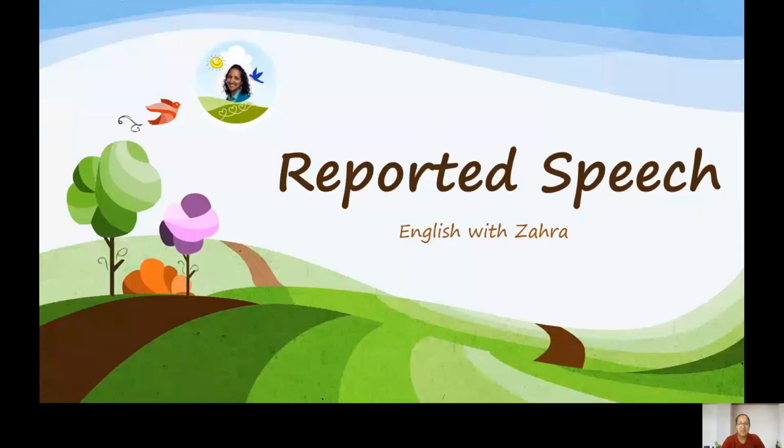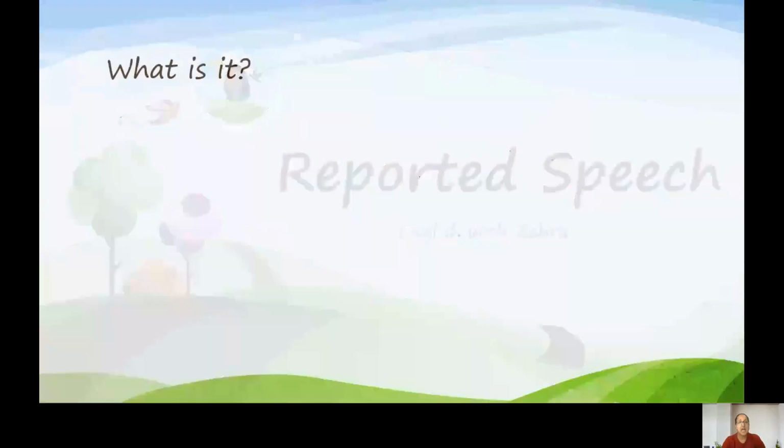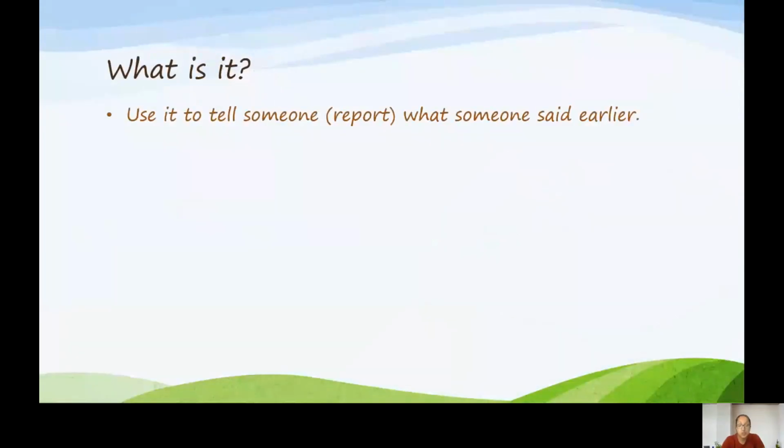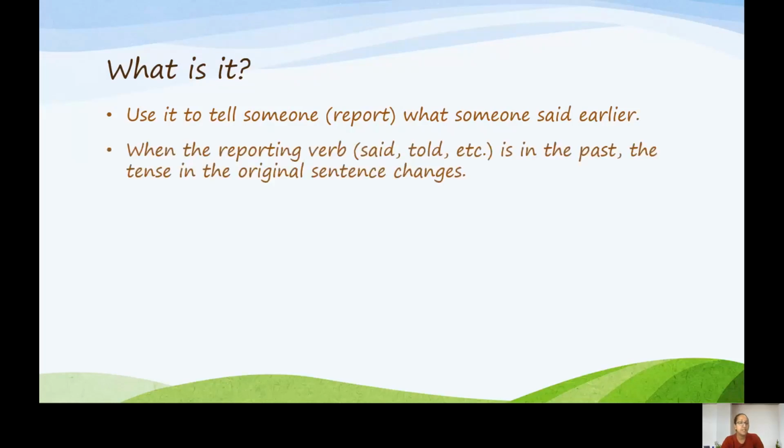Hi, today we're going to talk about reported speech. Basically, that is what we use to tell someone or report to someone what somebody else said earlier. The reporting verb, the said or told, and so on, is in the past. The tenses in the original sentences change. We'll look at that in a bit more detail in a moment.